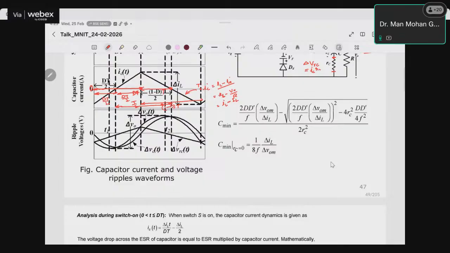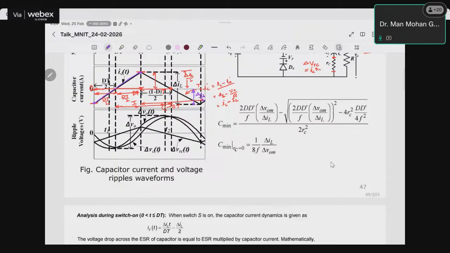Now the next thing is that this value from here to here, this total, is del IL, the ripple current. So this value is del IL by 2, and this value is also del IL by 2, right? So these values we are having. Now with the help of these values, we can find the IC equation for this line, which is the capacitor current.